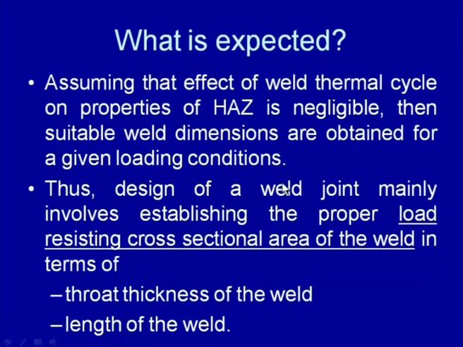For given loading conditions, the weld dimensions are identified in terms of the weld throat thickness and the length of the weld. Thus, designing of the weld joint mainly involves establishing the proper load resisting cross-sectional area of the weld, in terms of the throat thickness and the length of the weld. So, this is what we try to see using this simple diagram.